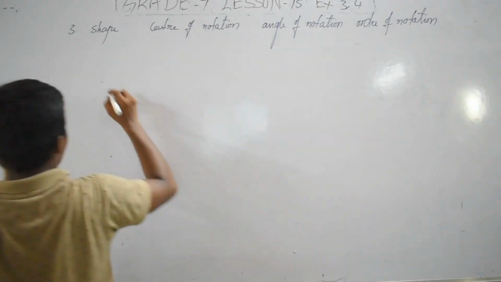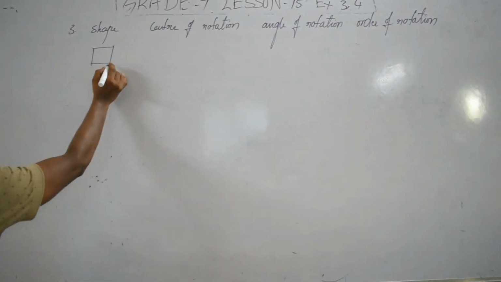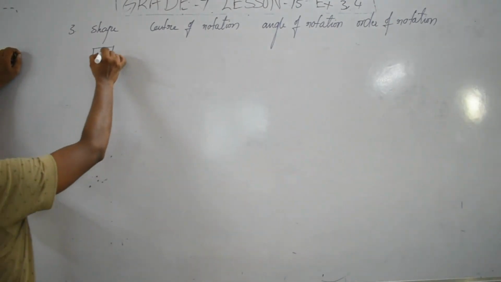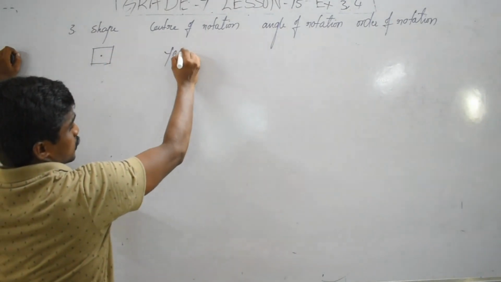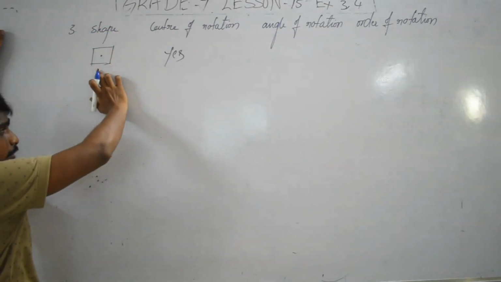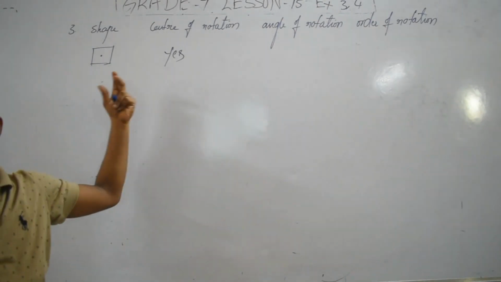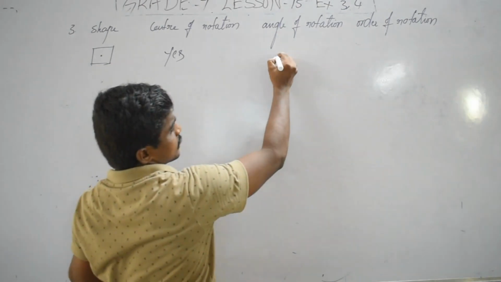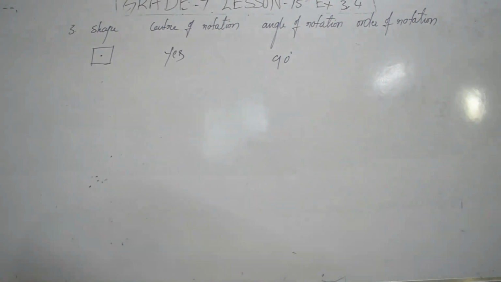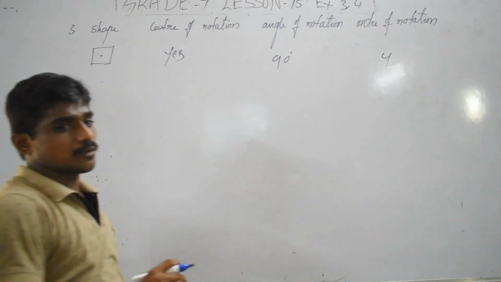Here see, first shape, square. So this is the center of rotation, is it possible or not? Yes, this is the center of rotation. Here see, angle of the rotation, how many degrees have we turned? Square. The angle looks the same at 90 degrees. How many times do we rotate? 4 times 90 is 360. So the order of the rotation is 4.